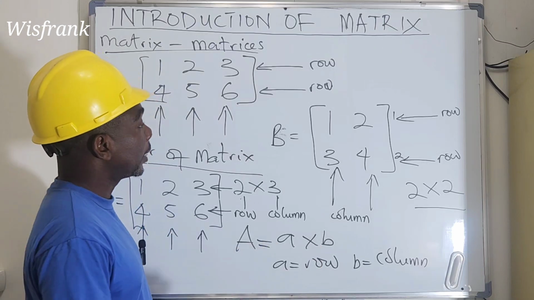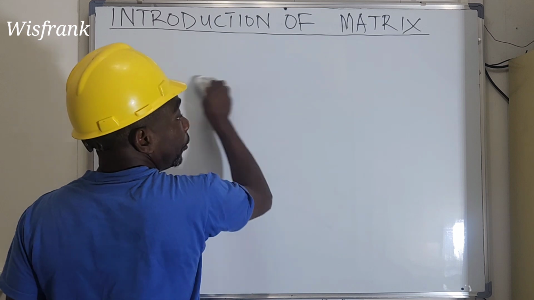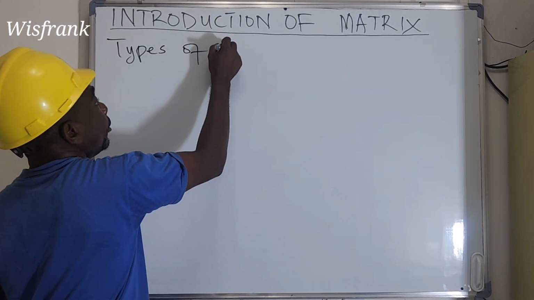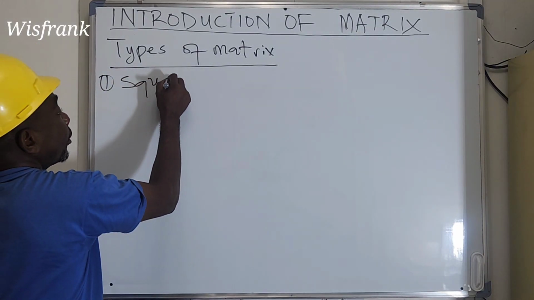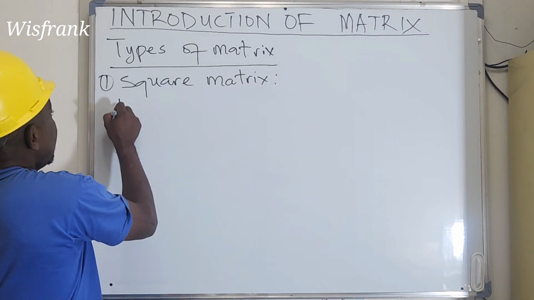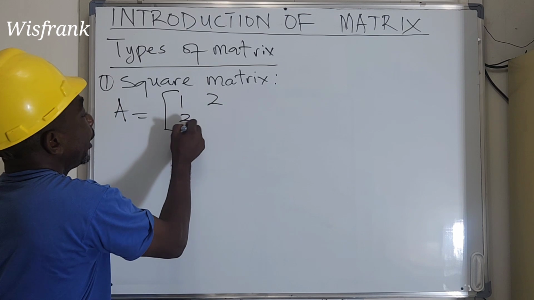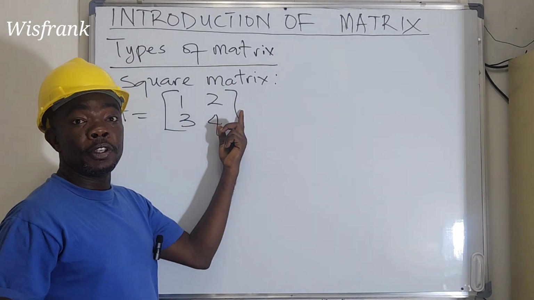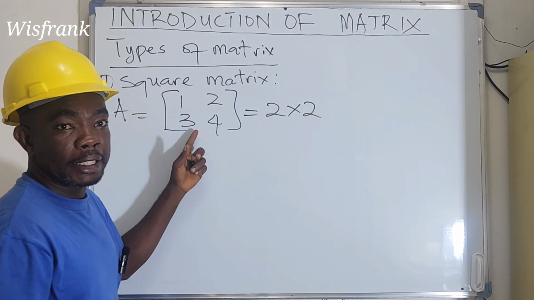So what we are going to do next is to look at the types of matrix. The first one we have is the square matrix. How do we identify a square matrix? Let's say A equals 1, 2, 3, 4. As we said before, this is a 2 by 2 matrix, and it is a square matrix.